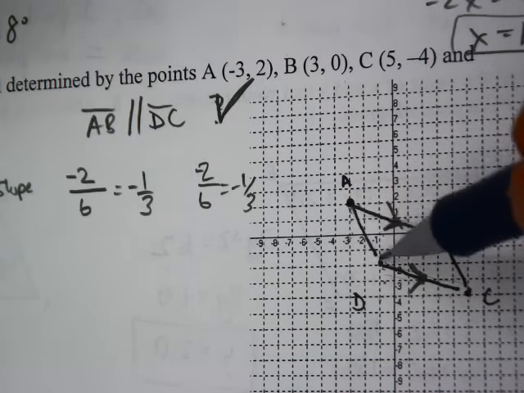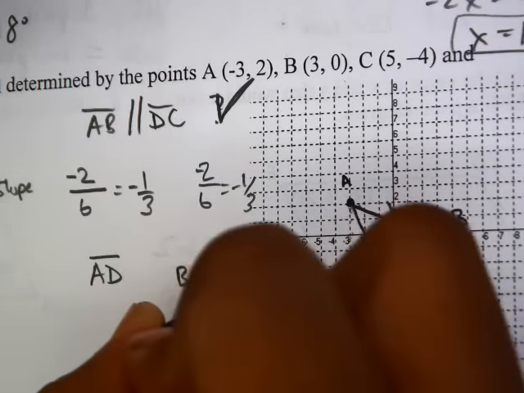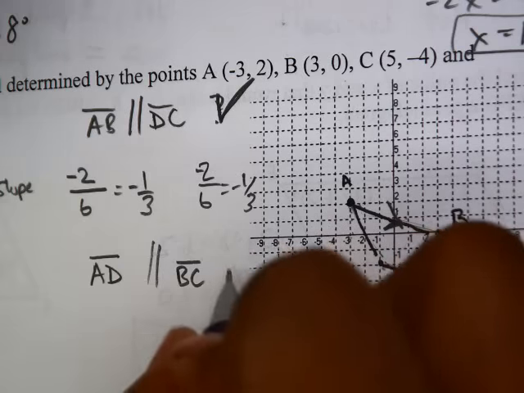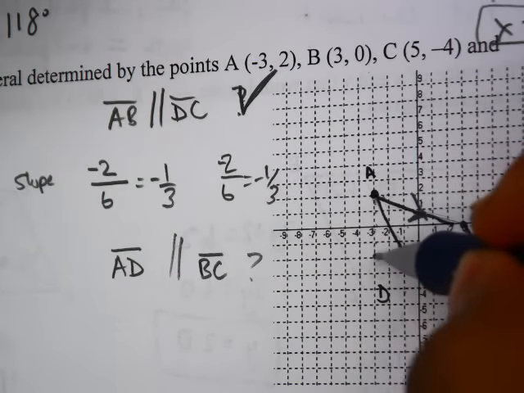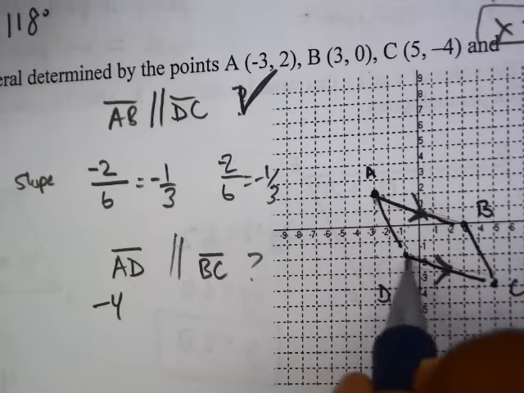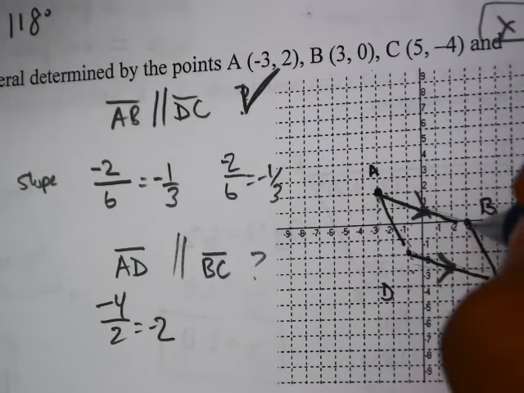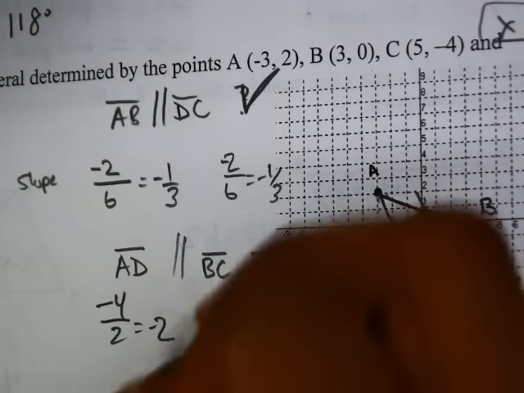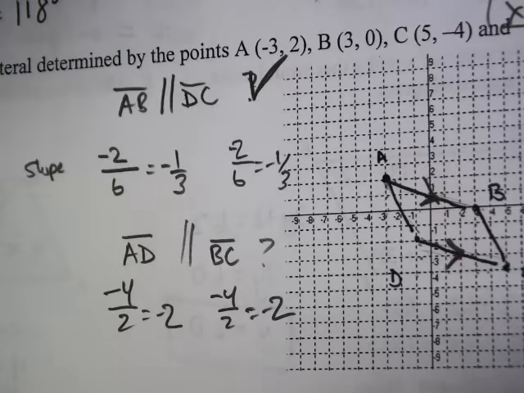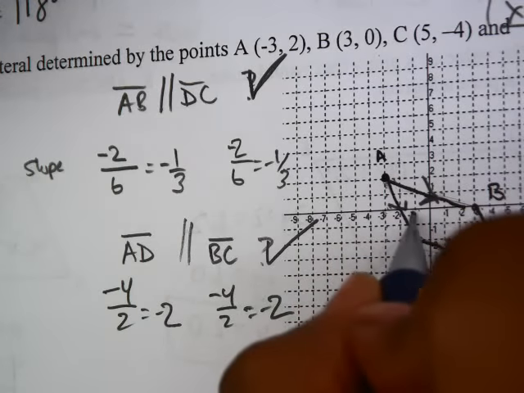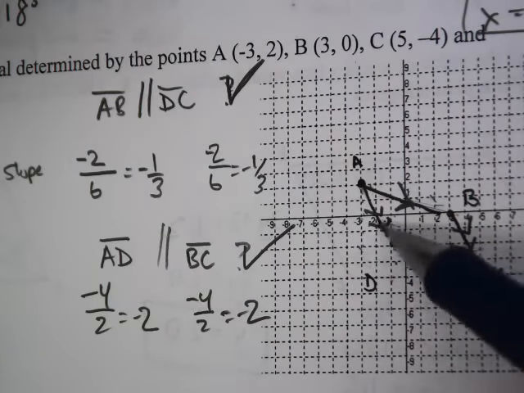And I need to check the other sides as well. I need to compare AD with BC and check to see if they're parallel. The slope on AD is down 1, 2, 3, 4 over 2, which reduces to negative 2. And B to C, down 1, 2, 3, 4, and over 2, also negative 2. So these sides are also parallel. So this is a parallelogram because both pairs of opposite sides are parallel.